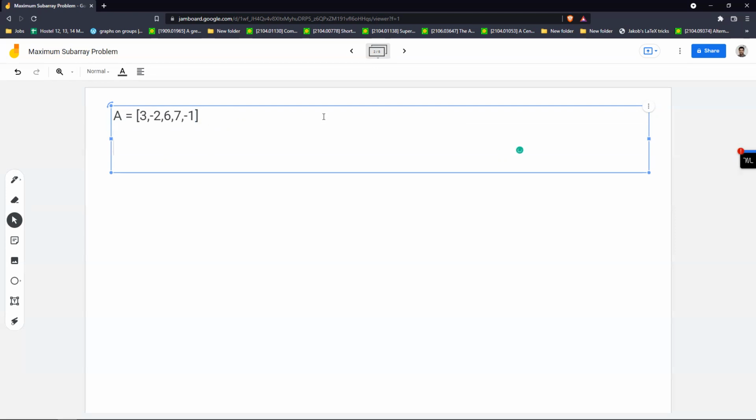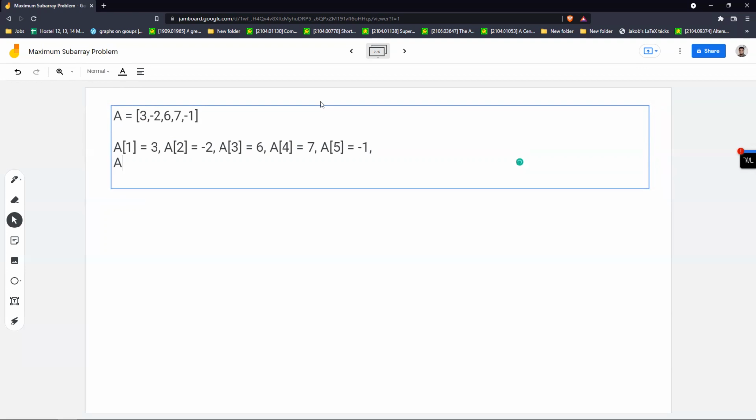Now, what all subarrays are possible? A single cell is also a subarray. Then there are 2 intervals, 3 intervals, 4 intervals, and so on. For instance, the length 1 subarrays are the following. A1 equal to 3, A2 equal to minus 2, A3 equal to 6, A4 equal to 7, A5 equal to minus 1.